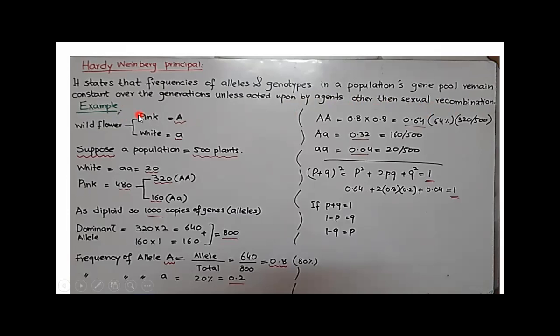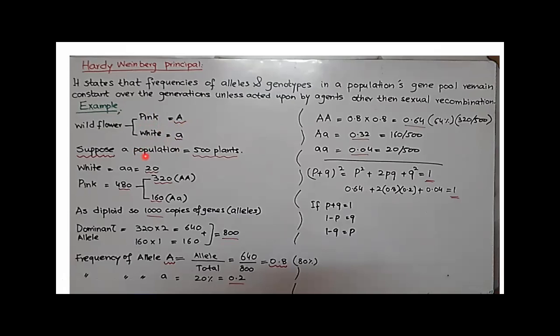So we are going to discuss with the help of an example. We are taking the example of the wildflower. The wildflower has two colors in its phenotype. One is pink, the other is white. The pink allele of the flower is dominant over the white allele. We denote capital A for pink and small a for white, as white is a recessive form.